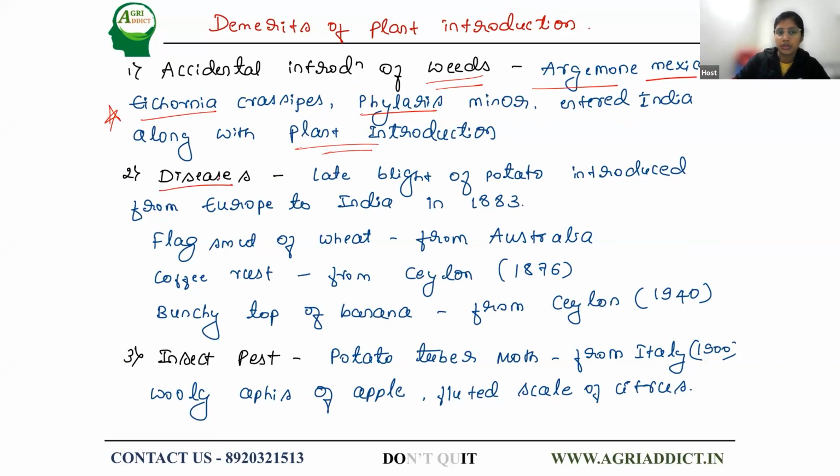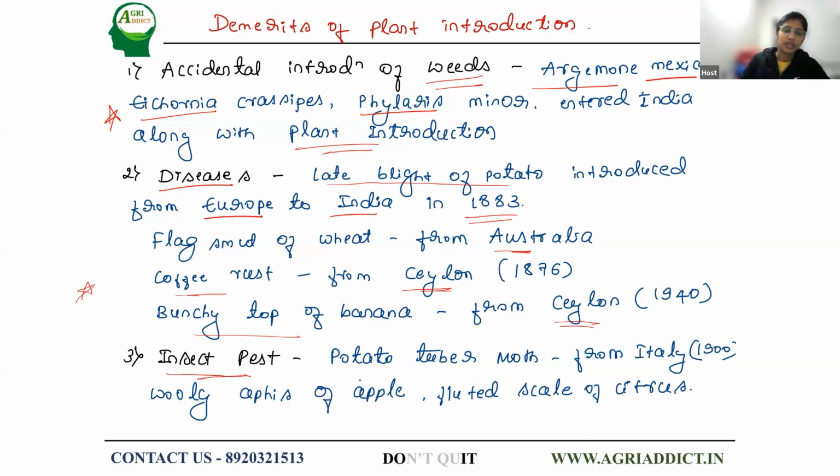They might also be associated with the accidental introduction of diseases. So what are the examples? Late blight of potato. You must have seen this example in your plant pathology class. Late blight of potato was introduced in 1883 from Europe to India. Other examples are flax rust of wheat from Australia, coffee rust from Ceylon, and bunchy top of banana also from Ceylon. So you have to remember the examples.